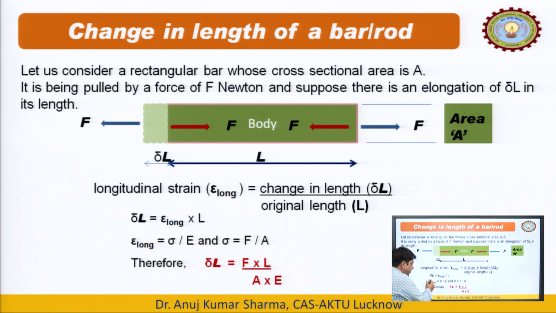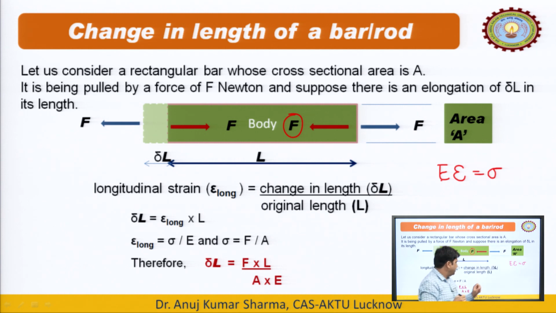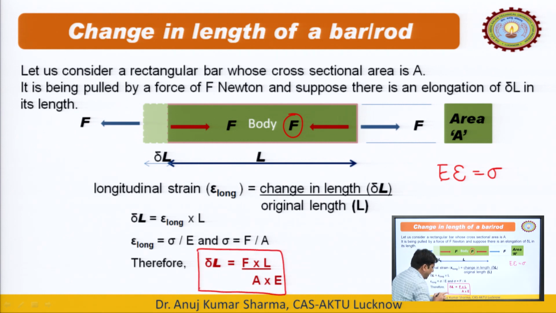Now, what is this strain? From Hooke's law, E multiplied by epsilon is equal to sigma. So epsilon is sigma upon E. We can put sigma upon E here, and sigma is equal to F by A. Stress is the internal resistance force divided by the area, so stress is F by A. When we put these two values in the formula, it gives delta L is equal to F L upon A E.